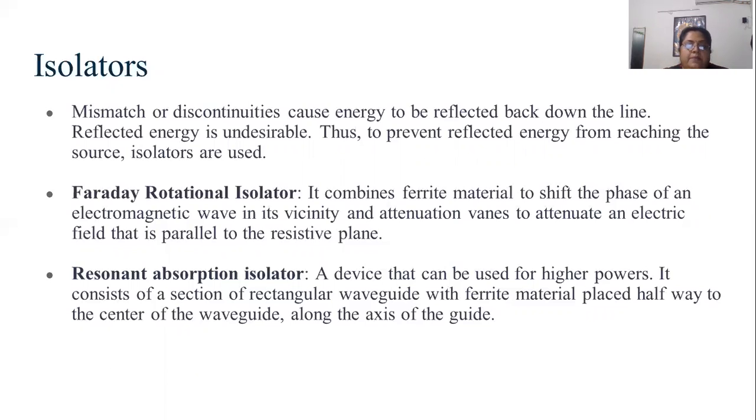Now, the resonant absorption isolator, a device that can be used for higher powers. It consists of a section of rectangular waveguide with ferrite material placed halfway to the center of the waveguide along the axis of the guide.